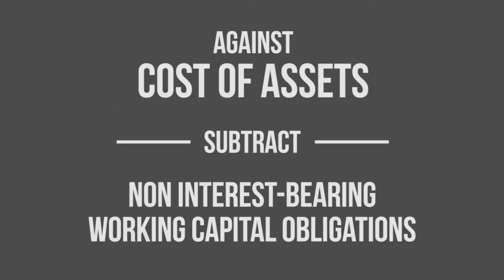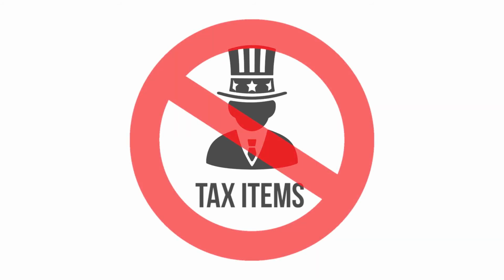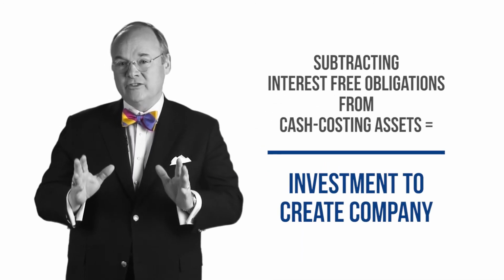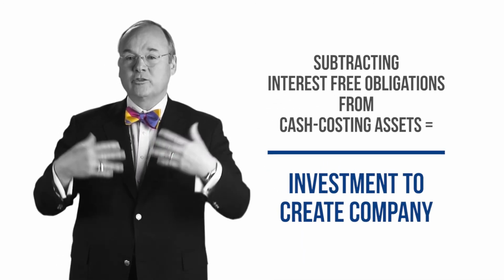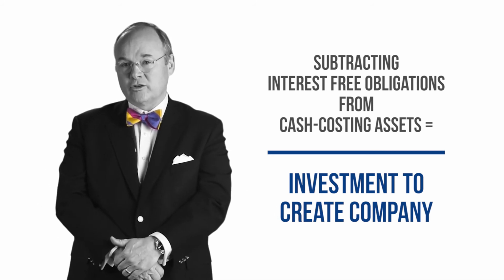Against the cost of assets, subtract the non-interest-bearing working capital obligations, such as accounts payable, accrued liabilities. Ignore non-cash liabilities such as deferred income or deferred income taxes, and definitely ignore items in other comprehensive income such as the valuations of derivative instruments. I exclude tax items because I use the V-formula to compute pre-tax rates of investor return. Subtracting the interest-free obligations from the cash costing assets is going to get you the approximate investment it took to create the company. And there you have it, working to estimate the investment it took to create a public company.